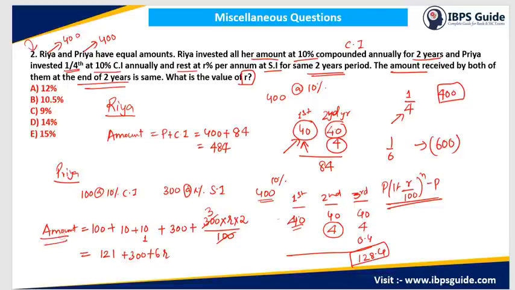Now this amount is equal to the amount that Ria has got, so this will be equal to 484. Now this is 121 plus 300, so 421. If I cancel this 421 here, this will become 63. Now 6R is equal to 63. If I cancel this by 3, this will become 2 and this will become 21. So 2R is equal to 21. So R will be equal to 10.5%. So in this case my answer is Option B. I hope you understood this question.